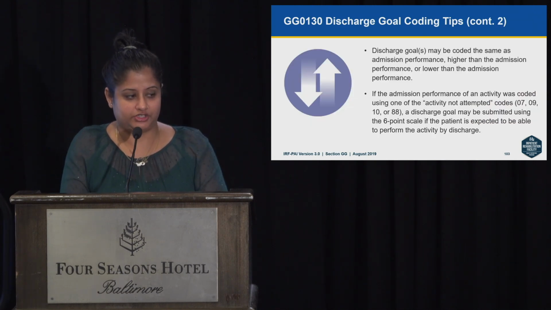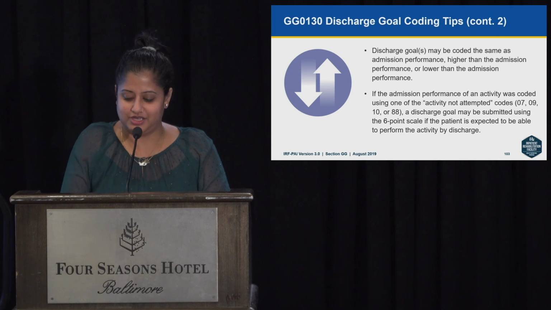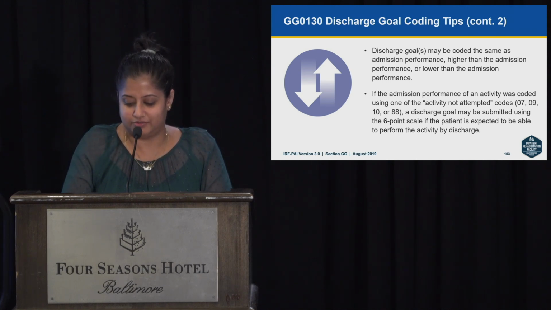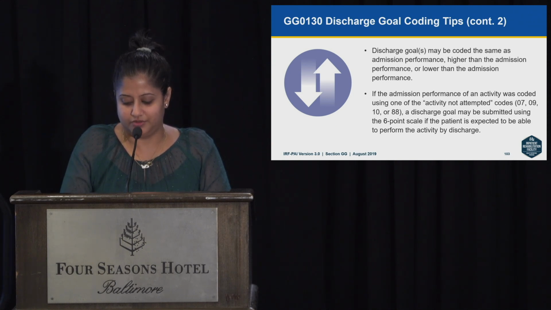Finishing up on discharge goal coding tips. They may be coded the same as admission performance, higher than the admission performance, or lower than the admission performance. And if the admission performance of an activity was coded using one of the activity not attempted codes, so 07, 09, 10, or 88, a discharge goal may be submitted using the 6-point scale if the patient is expected to be able to perform the activity by discharge.